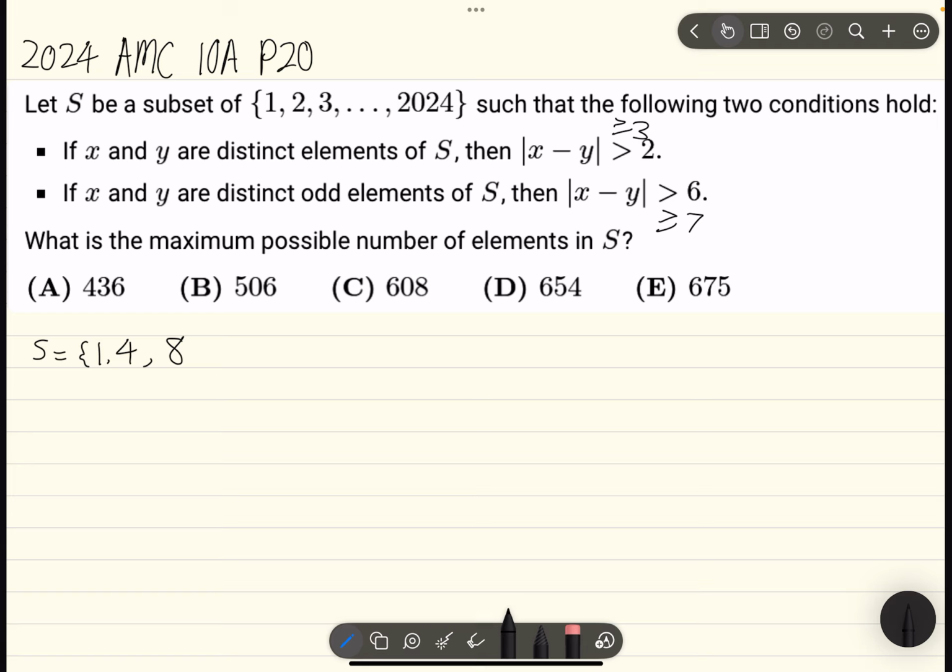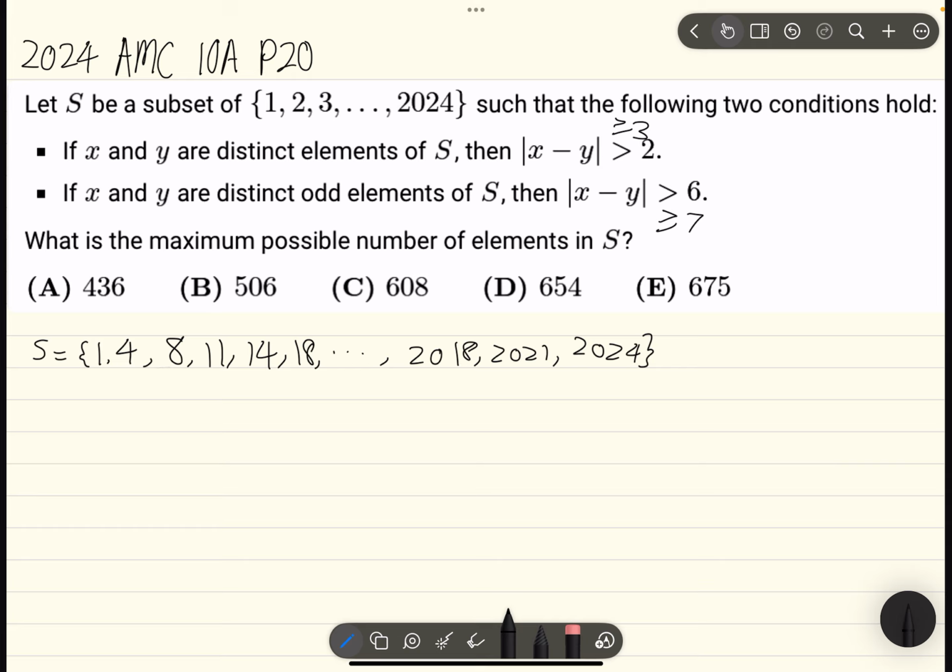If we were to do 1, 4, and 7, then 7 minus 1 would have to be greater than 6, but clearly that's not the case, so it has to be 8. So 1, 4, and 8. And then the next number that is possible would be 11, and then 14, and then 18, etc. All the way to 2018, 2021, 2024. How many numbers are here then?